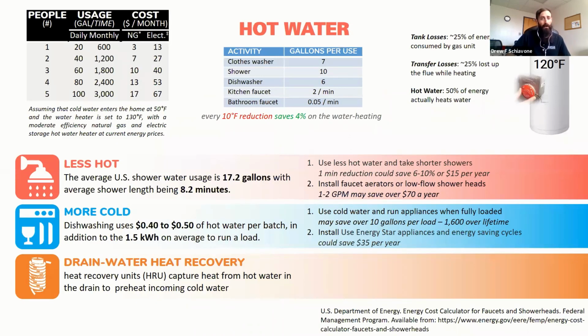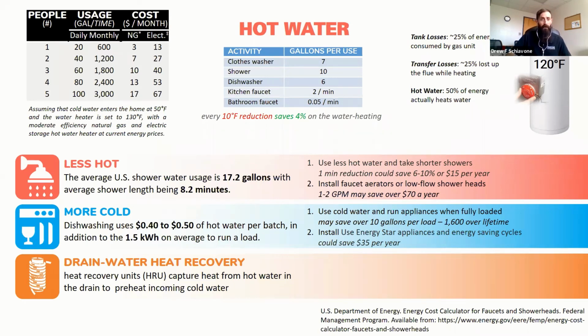With hot water, you want to use less hot water, so take quicker showers. You might have an aerator or a low flow shower head to save additional hot water. You don't want to run more hot water than you need to. Use more cold water, so run all of your dishwasher cycles on cold if possible, as well as your washing machine for your clothes.